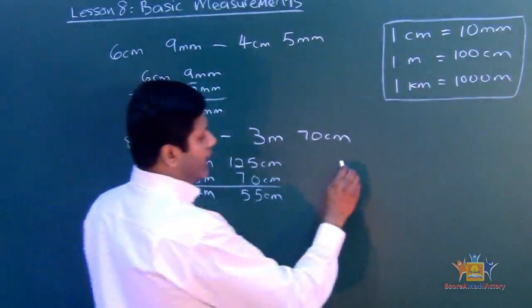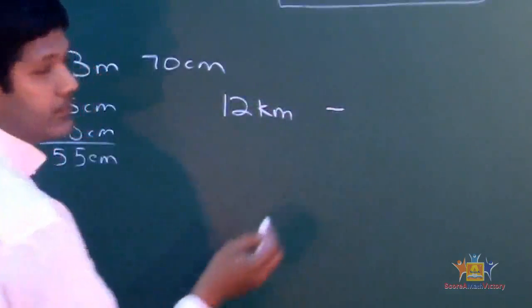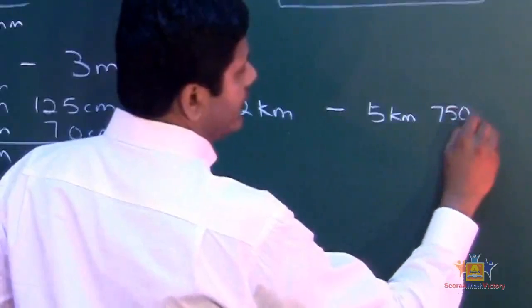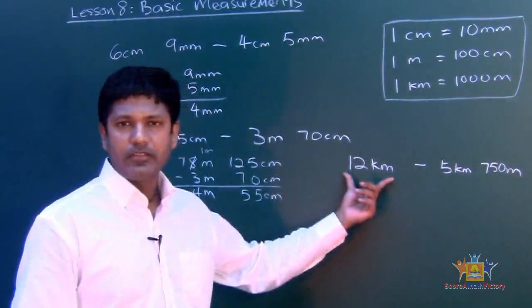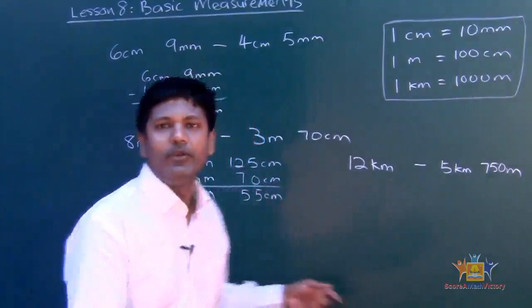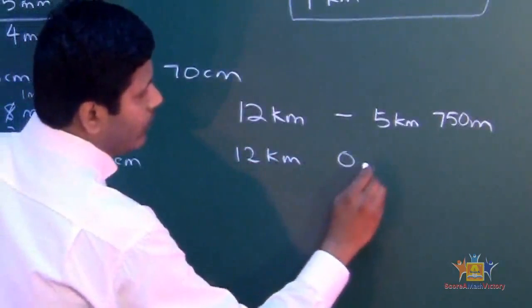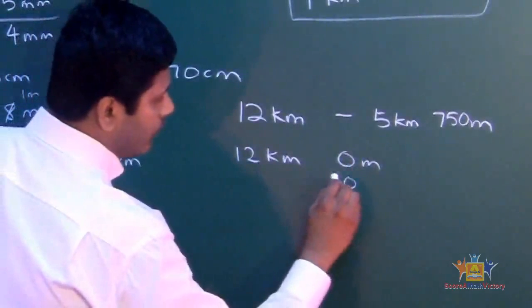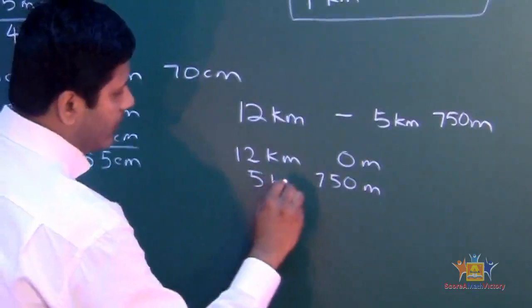Let's say for example, if I were to give you 12 kilometers minus 5 kilometers 750 meters. I give you something like this. Now I gave you only 12 kilometers. In this one I'm subtracting with 5 kilometers and 750 meters. Doesn't matter. What do you do? Line them up. Start with 12 kilometers and then you put 0 meters, and then line them up with that one. So in this case is 750 meters and this one is 5 kilometers.